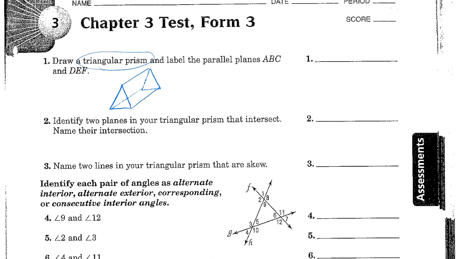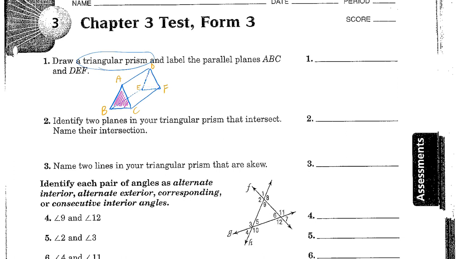And now it says label the parallel planes A, B, C. Well, there's only 2 parallel planes here, right? Because every single set of planes in this picture is intersecting except for this plane and this plane. So it's saying label these 2. So we label a plane with 3 non-collinear points. That's the same way we determine a plane. So it just means label one of these A, B, C and the other one D, E, F.